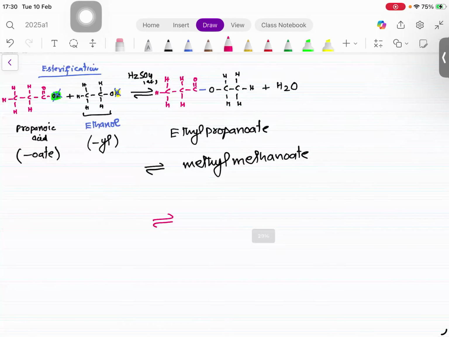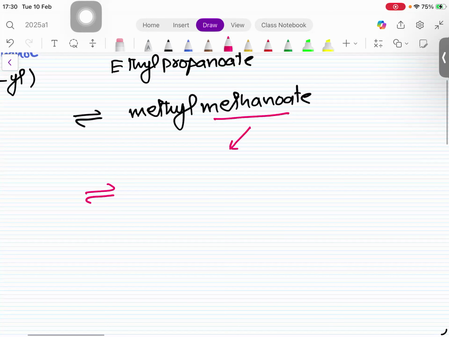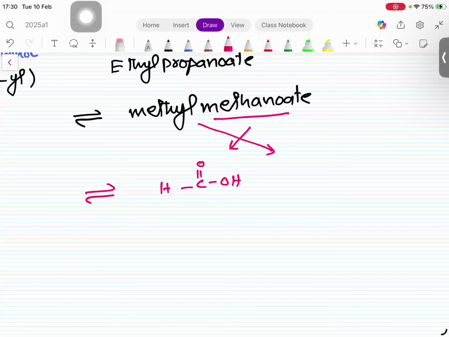Anyone done? So from methanoate, I got to know which carboxylic acid I have to make. Methanoic acid. Right, HCOOH. This is methanoic acid. From methyl, I got to know which alcohol I have to make. One carbon alcohol, right? So methanoate, so methanoic acid. So just take the OH off because in esters, carboxylic acid doesn't have OH.